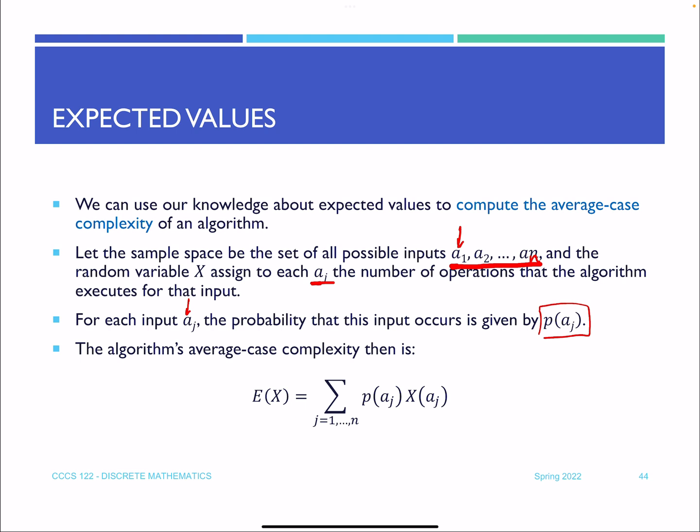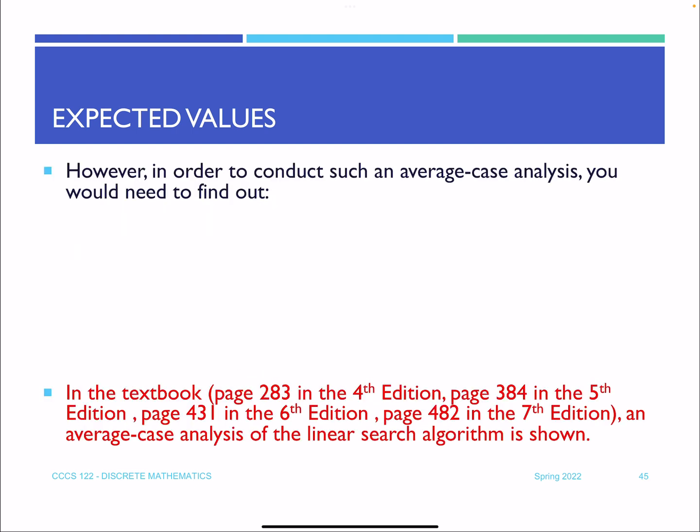The algorithm's average case complexity then is x of AJ times probability of AJ. So basically just an application of the expected value function.